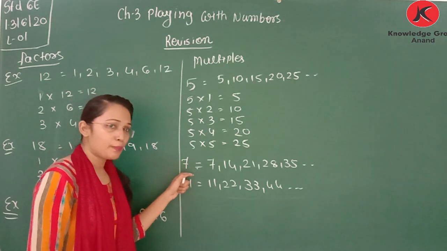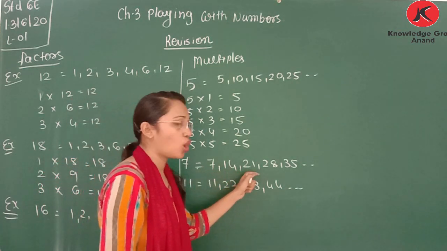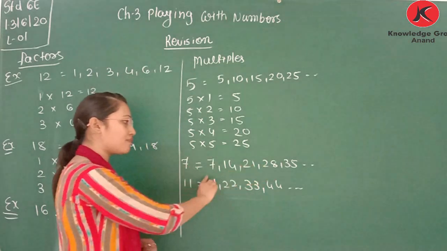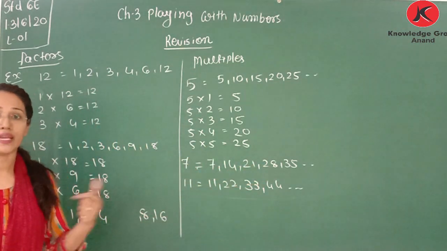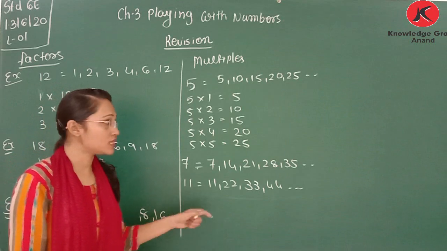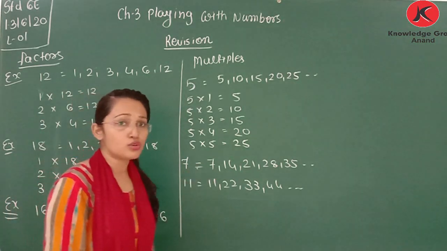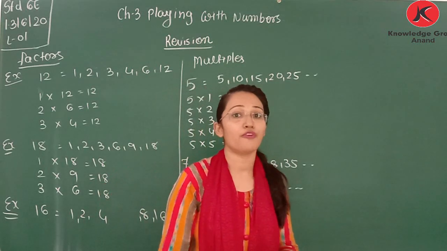And multiples are greater than or equal to the number. Multiples of 7 are 7 or greater than 7. They are never less than 7. So these are the rules we learned for multiples. We also learned one statement, that is a perfect number.